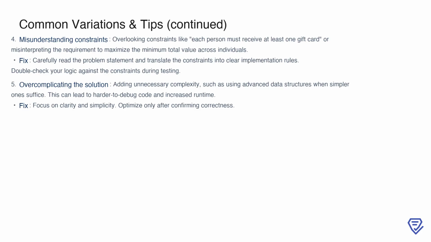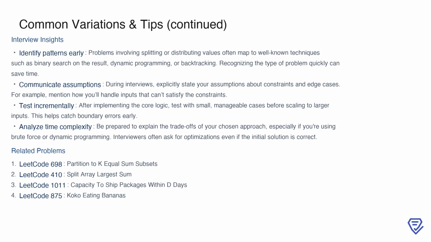Another common pitfall is overcomplicating the solution. Adding unnecessary complexity, such as using advanced data structures when simpler ones would suffice, can make the code harder to debug and slower to run. Instead, aim for clarity and simplicity in your implementation, and only optimize further once you've confirmed the correctness of your solution. For interview scenarios, there are some key strategies you can use to perform well.